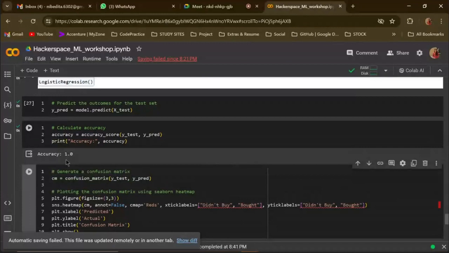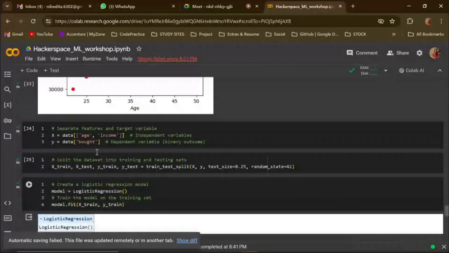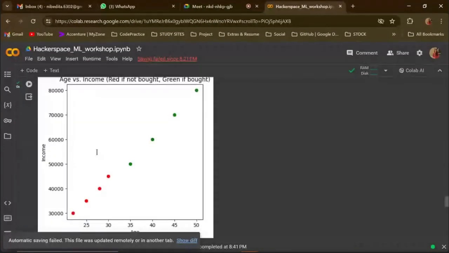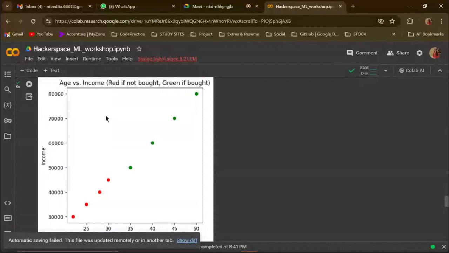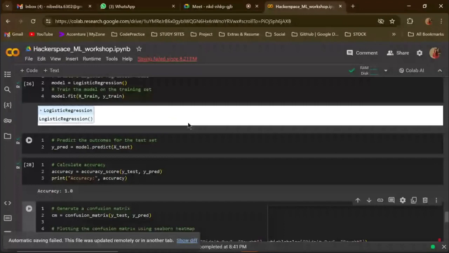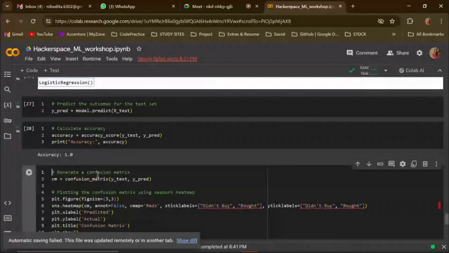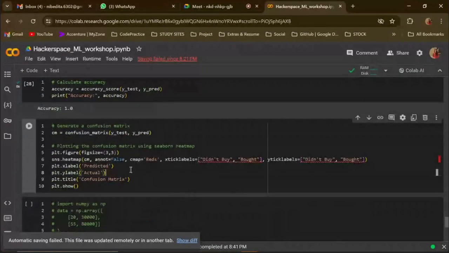So the accuracy is 1, that is 100%. As I said, 100% is a very rare accuracy. It is only possible because this is a very small amount of data. There is not much variability, it is not complex, it's very easy data. That's why we see 100% accuracy here. Now let's create the confusion matrix.